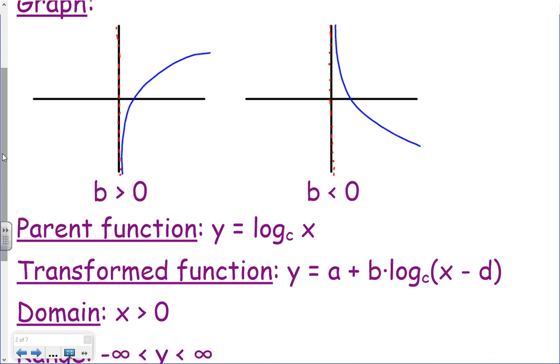But then after that, it gradually increases. It slows way down. But it does go, in fact, to infinity. There's no horizontal asymptote up there. So that's our domain and range.